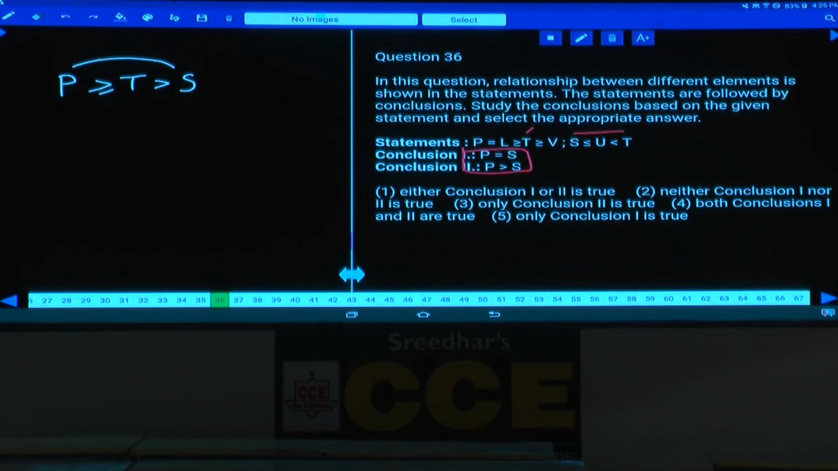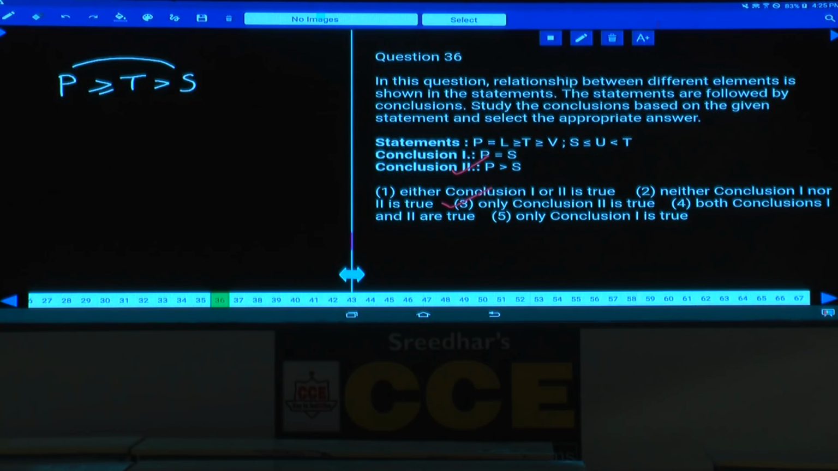Now, between P and S, greater than or equals to, greater than. Which symbol is common here? Greater than is common. Hence, P greater than S definitely true. P greater than S, that is choice 2. Only conclusion 2 follows, that is choice 3. Question number 36, choice 3, isn't it?